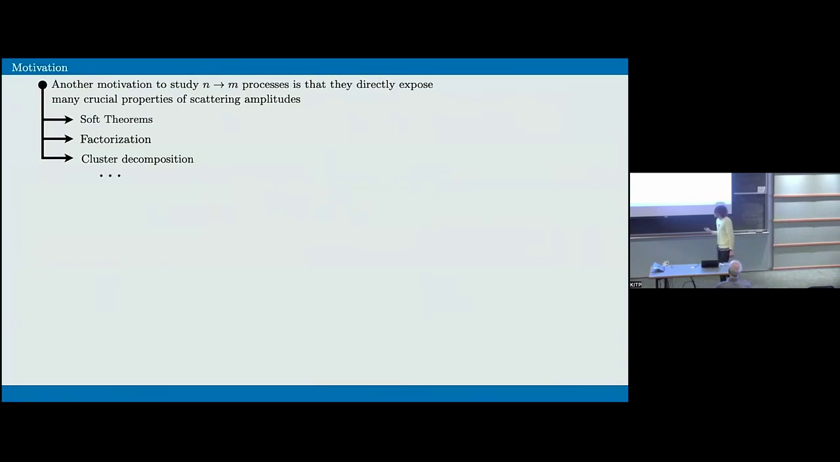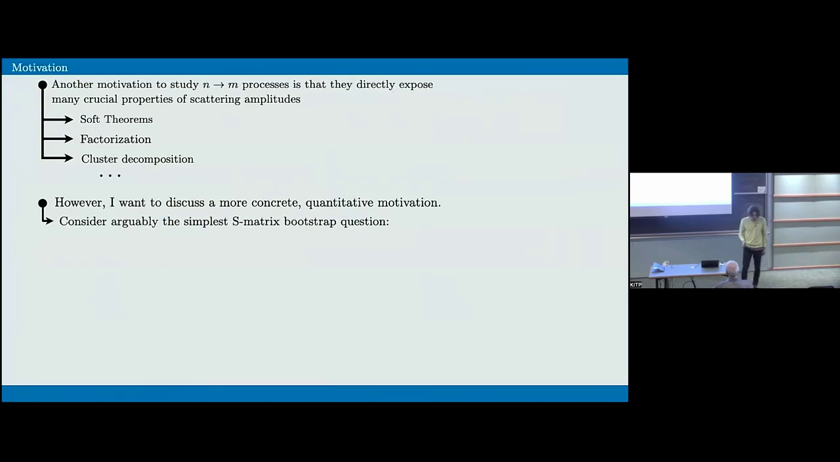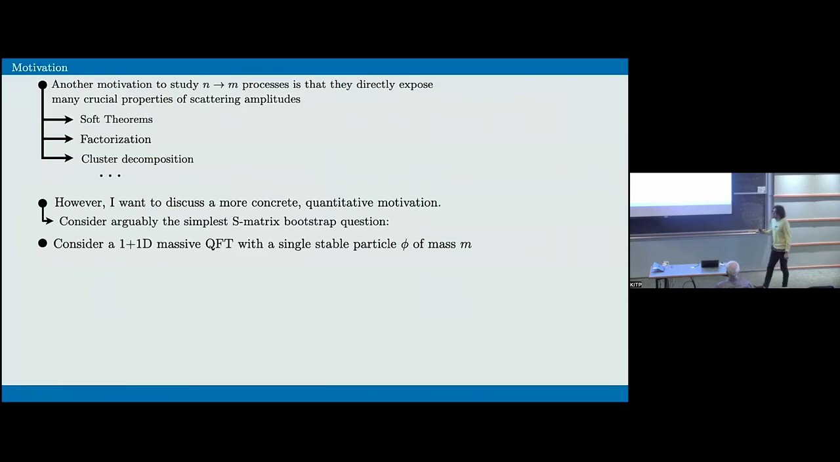And there are many other things, but I want first to discuss a more concrete and quantitative motivation to study these processes in the S-matrix bootstrap, which is to consider what's arguably the simplest S-matrix bootstrap question we could ask, which is the following. So let's consider a two-dimensional massive quantum field theory with a single stable particle phi of mass m.